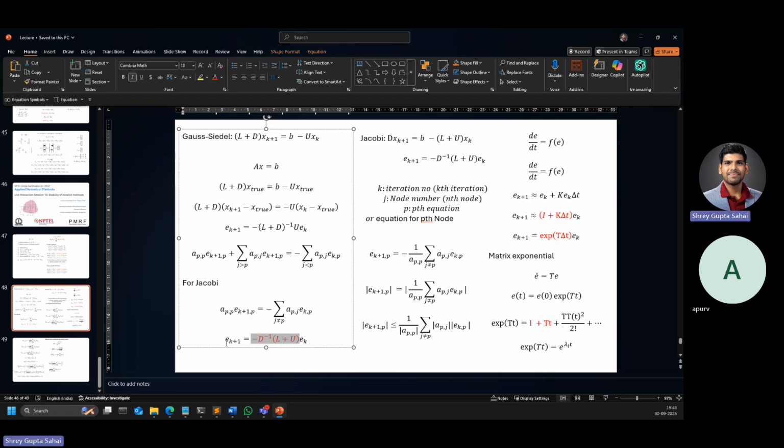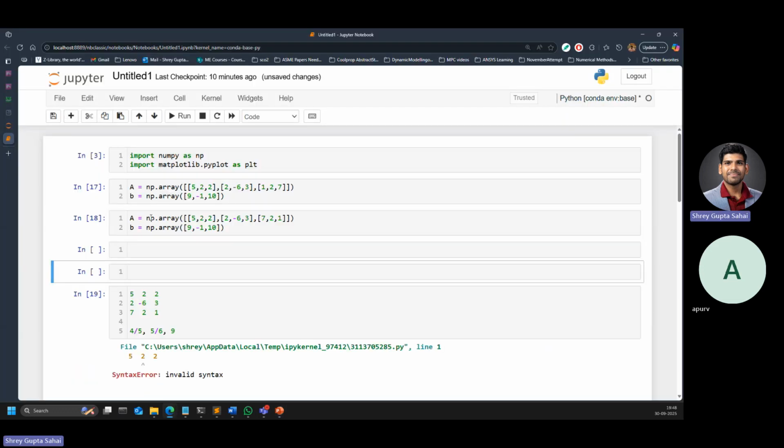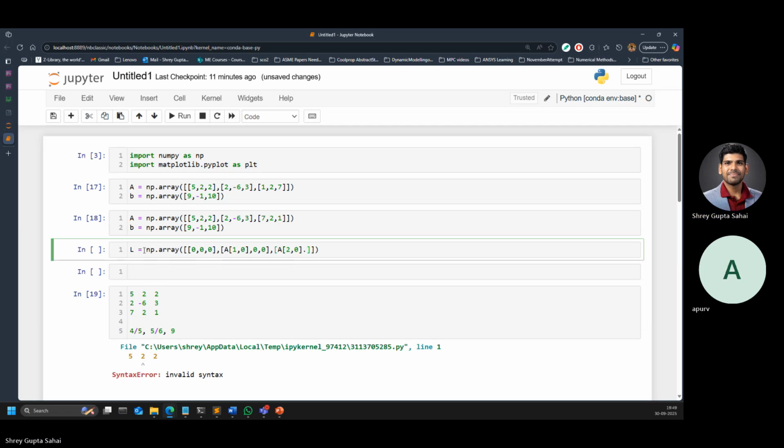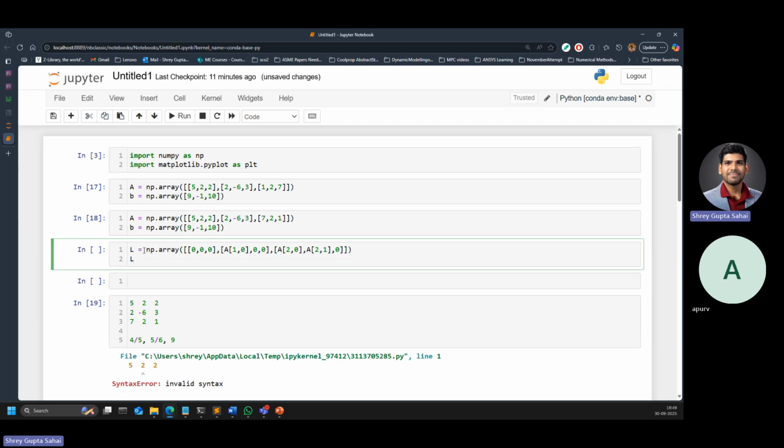So in either case, let's calculate L, D, and U. What is L? np.array, 0 comma 0 comma 0, then you have a of 1 comma 0, 0 comma 0, then you have a of 1, 2 comma 0, and a of 2 comma 1 and 0. Let's see what L is.